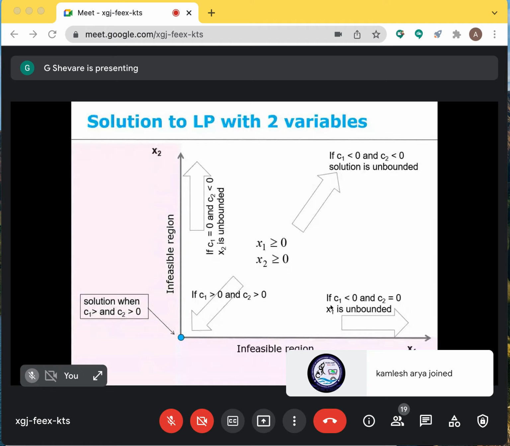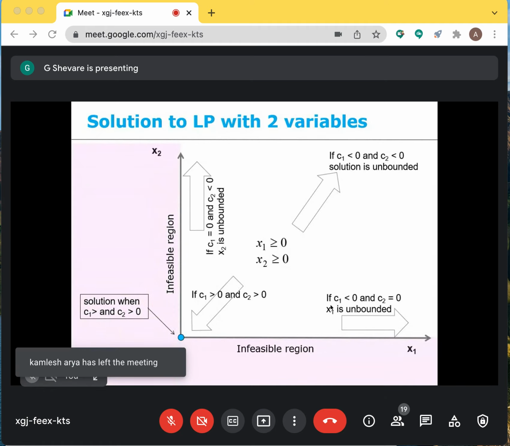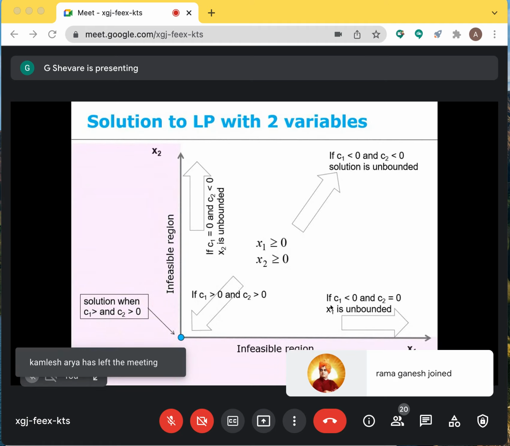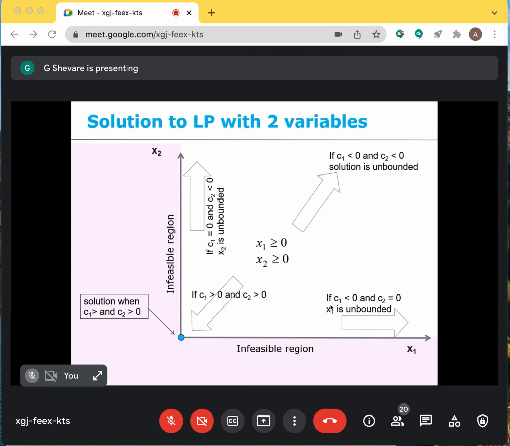But supposing, for example, c1 is less than 0 and c2 is equal to 0, then you will see that the solution becomes unbounded in x1, and it will be lying along the x-axis somewhere. If c1 is less than 0 and c2 is less than 0, then the solution will be unbounded and it will go in the first quadrant towards infinity.